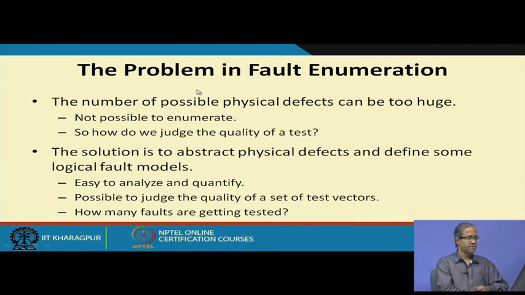So, there is another issue. We talk about fault enumeration, like can we count the number of possible physical defects? We cannot, because they are too huge. I can say that the value of a resistance is changing. The resistance is supposed to be 100 ohm, it has changed, but that is not a single fault. I can say the 100 ohm has become 100.1 ohm, 100.11 ohm, 100.111 ohm. So, there are infinite such variations which are possible in terms of the faults. We really cannot count or enumerate the total number of such faults which has happened, right.